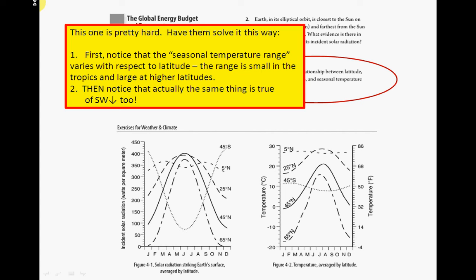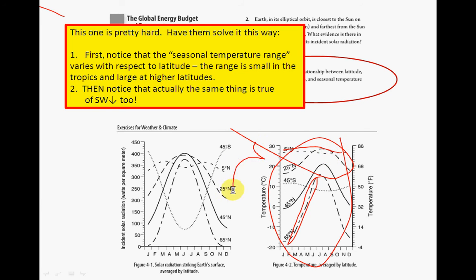Seasonal temperature range. See how at some latitudes there's a huge range between the most and the least? And then there are other latitudes where there's very little range between the most and the least. All I want you to do is notice that in the tropics is where there is the least seasonal cycle, and at the mid-latitudes and high latitudes is where there's more seasonal cycle. And then when you look at the seasonal cycle of shortwave down, you see the same pattern. That's really all they're looking for, and the question is just not that clearly worded.